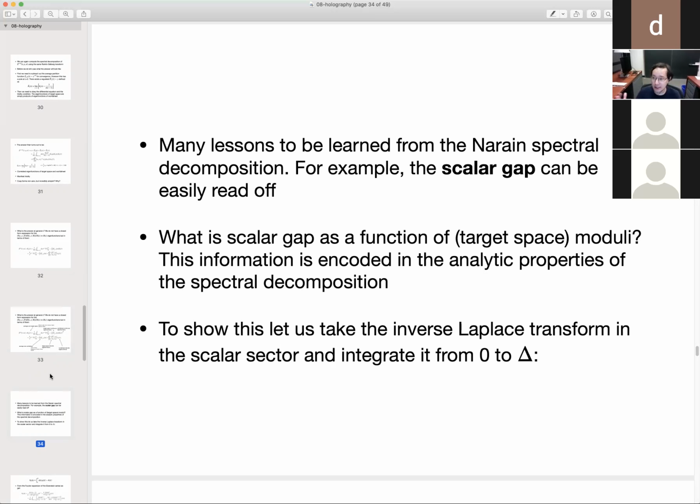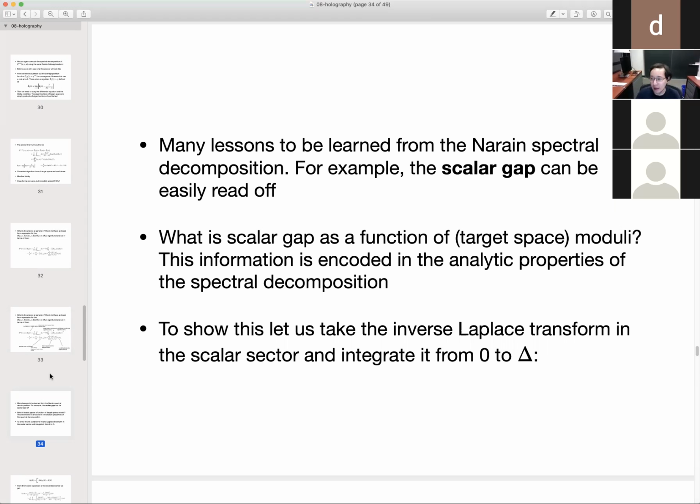So there are various interesting behaviors that this can have. And this can be a proxy to study black holes, because you can think of it as the lightest non-spinning black hole in this theory. And you can ask, what is the scalar gap as a function of the target space moduli, and can you extremize it? If you can extremize it, that would be a very gravitational theory, because there are no light degrees of freedom.